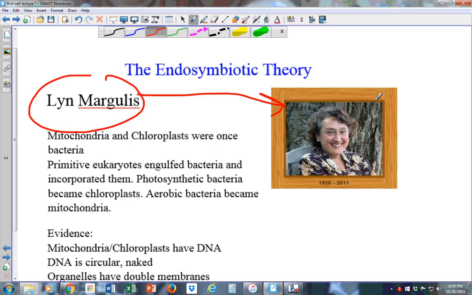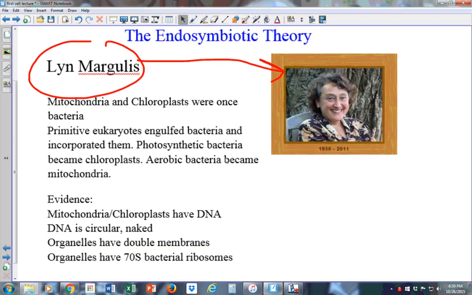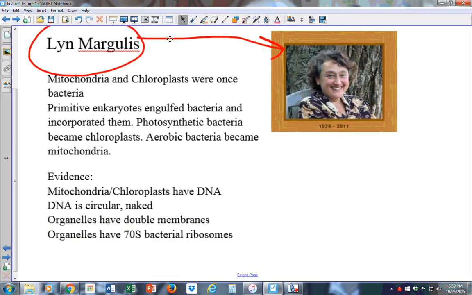The different idea was focused on her work on mitochondria and chloroplasts. Now, here's what she noticed when she looked at mitochondria and chloroplasts. She noticed some very, very strange things. First thing she noticed was mitochondria and chloroplasts have their own DNA. That's very strange. We always thought DNA was only in the nucleus. Not so. We found DNA in mitochondria and chloroplasts. The second thing she found out was the DNA inside them is not a chromosome. It's circular and naked, a lot like you'd find in a bacteria. She also found that mitochondria and chloroplasts have double membranes.